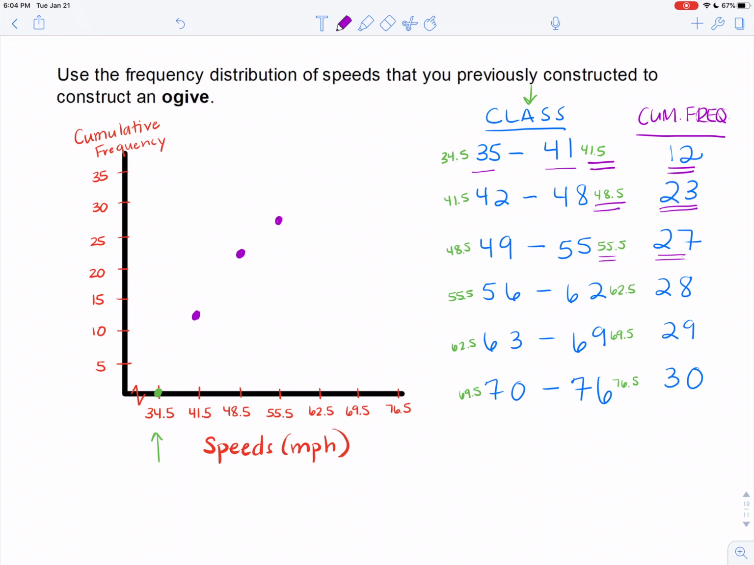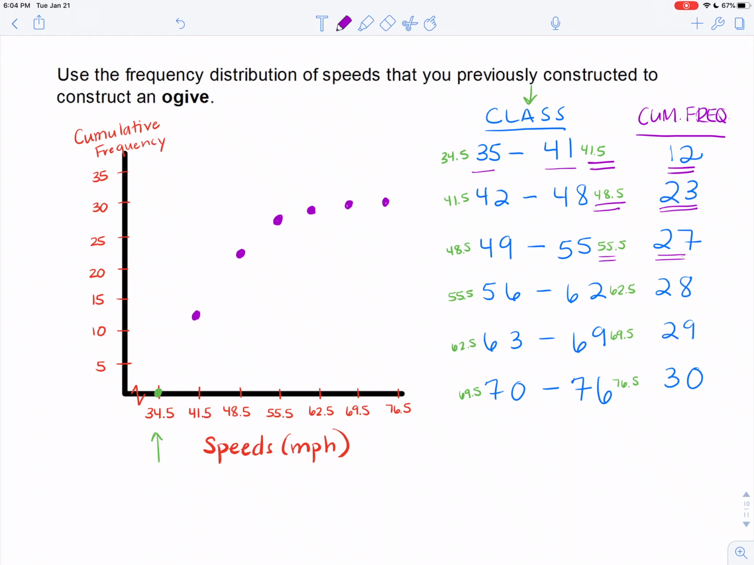And then I'm going to have to do a little approximating here. The main thing is to make sure your ogive should always be increasing. So I want to make sure, even though these are just going up ever so slightly, 62.5 should go up just a little bit to 28. 69.5, a little bit more to 29. And 76.5 should finish at the sample size, the number of values, which of course is 30.